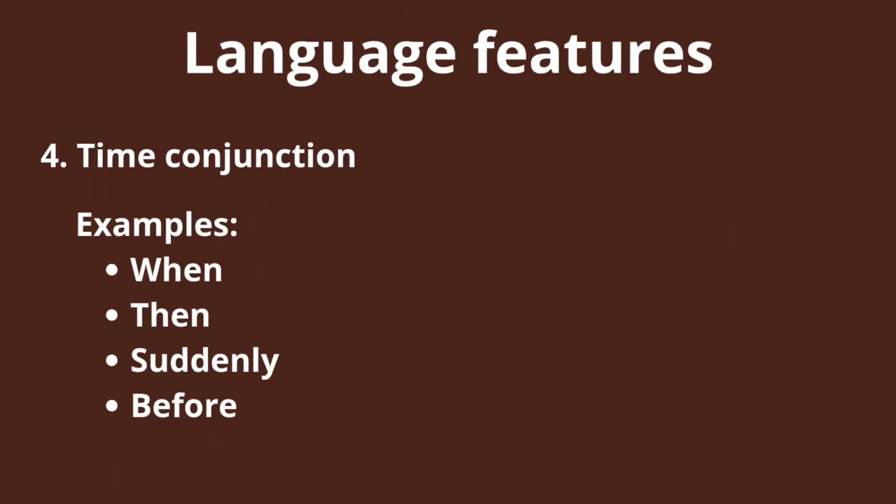And the fourth one is time conjunction. Its use aims to sequence the events in the story. For example, when, then, suddenly, before, after, until, as soon as, etc.